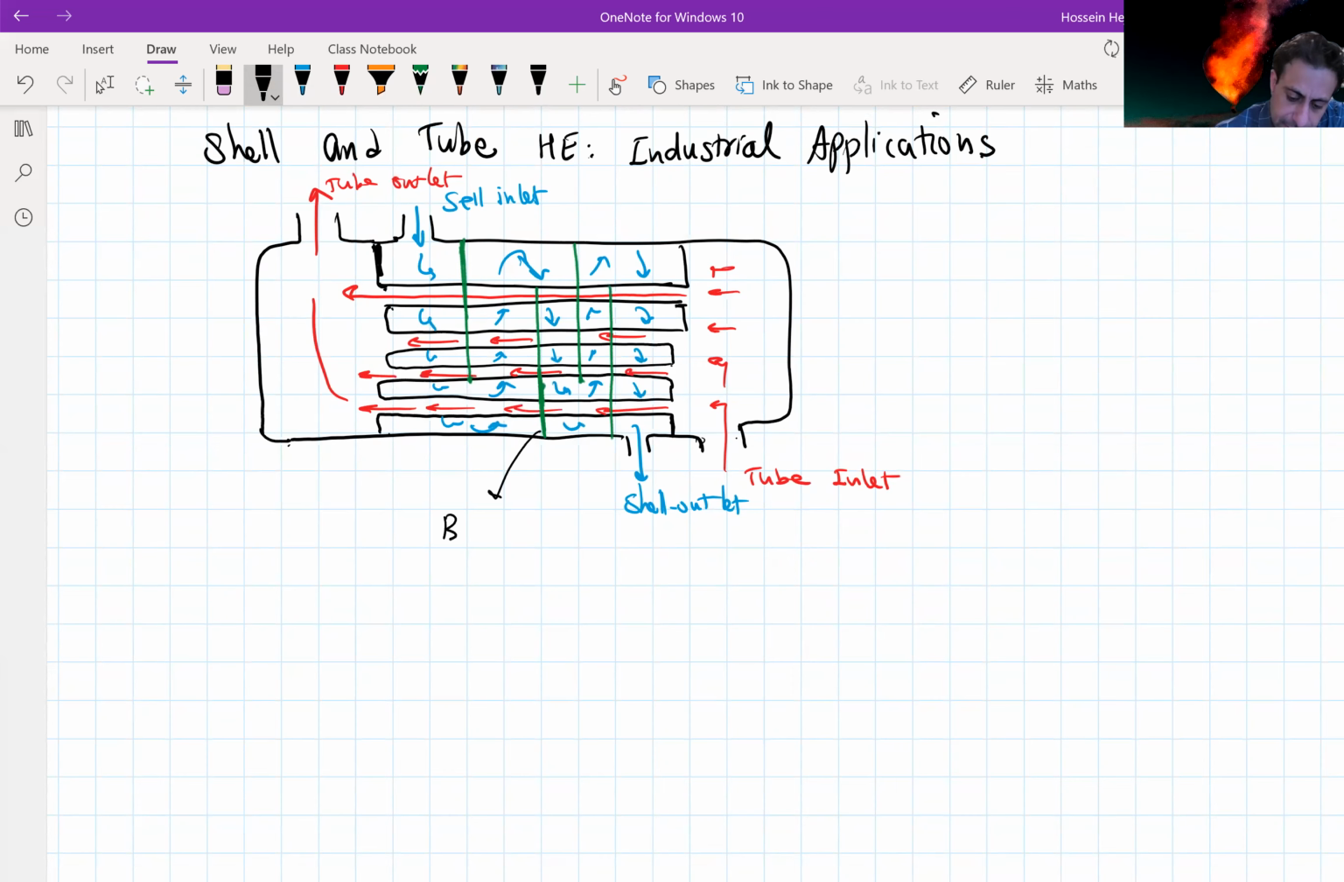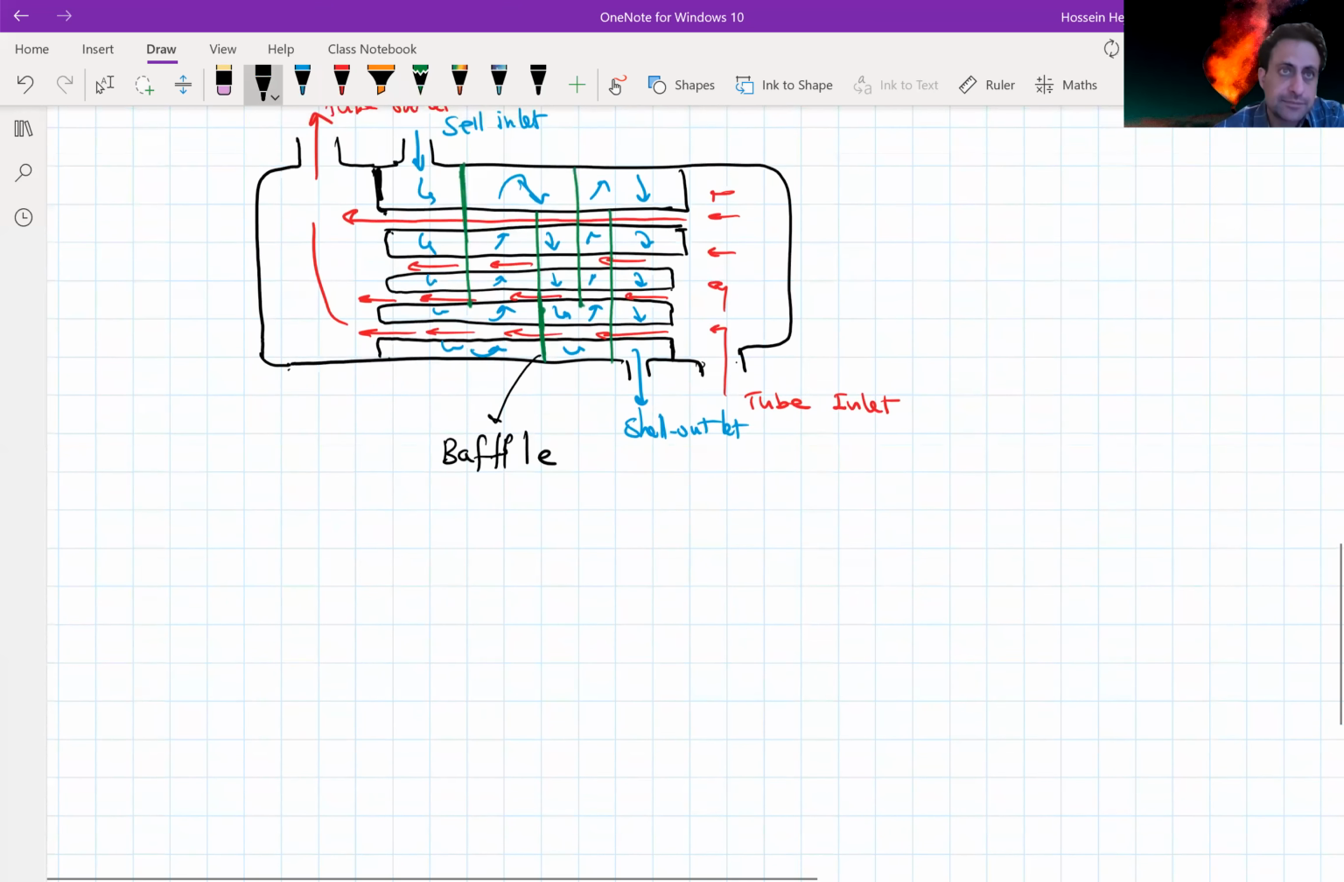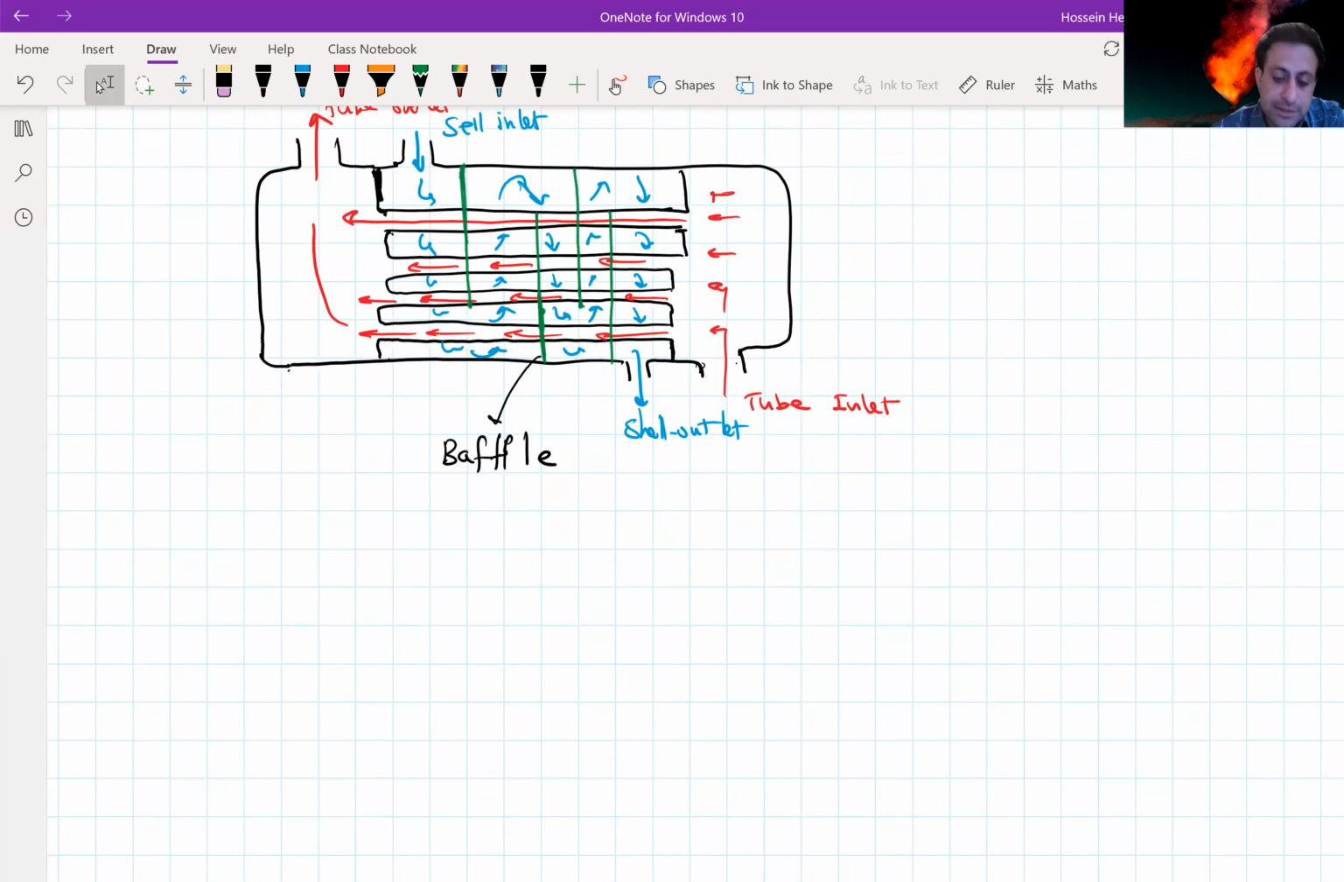These plates, we call them baffles, promote the mixing or create turbulence in the flow, and then it enhances the heat transfer coefficient, or h, for the system. We can have this shell and tube with different passes.